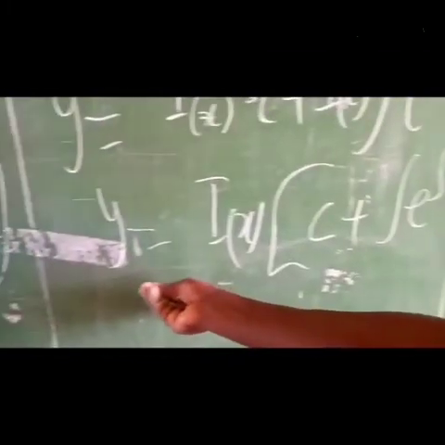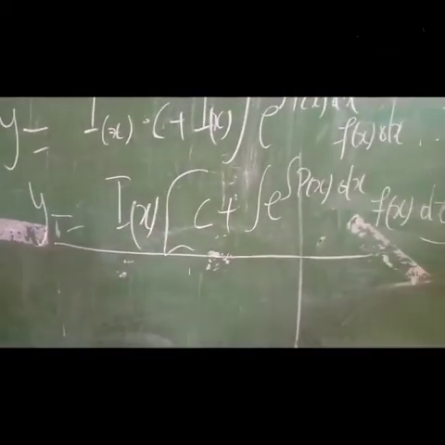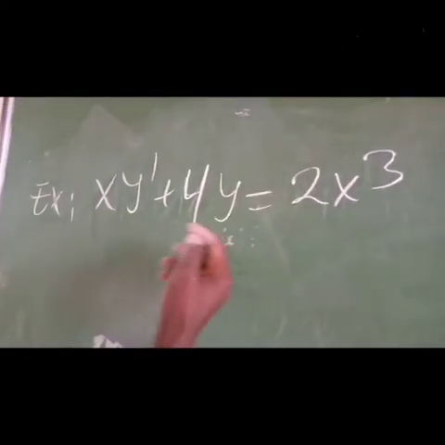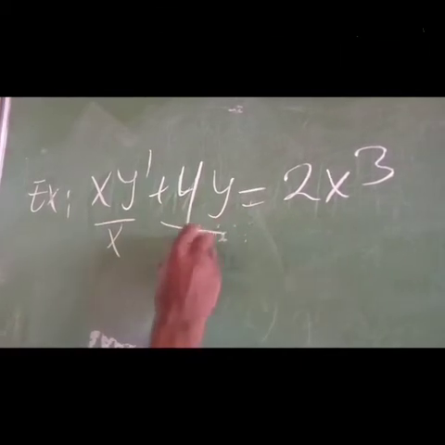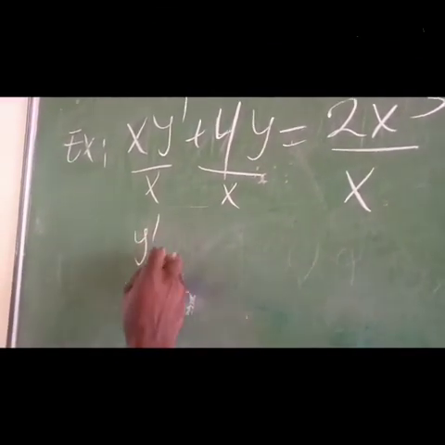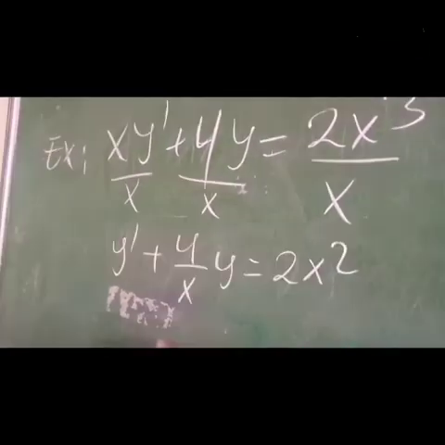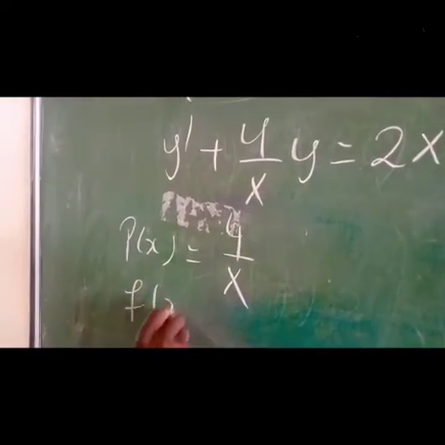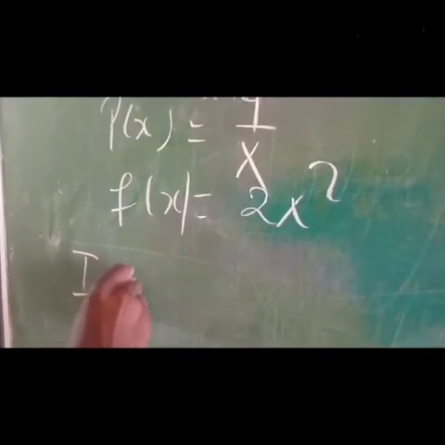Here it will be easy for you to find that linear equation. We have this equation, and to solve the linear equation, we have to divide by x on both sides in order to get p(x) and f(x). So here we have the first derivative of y plus 4 over x times y is equal to 2x squared. And then here we get p(x) is equal to 4 over x, and f(x) is equal to 2x squared.